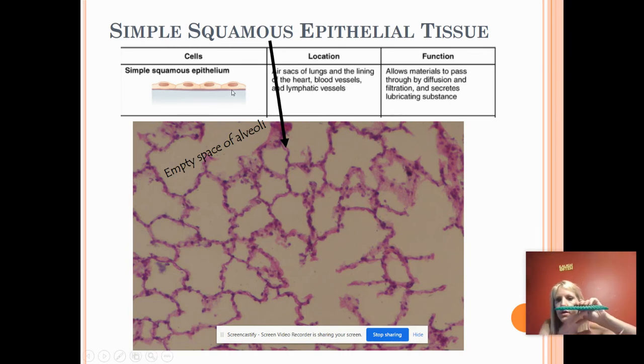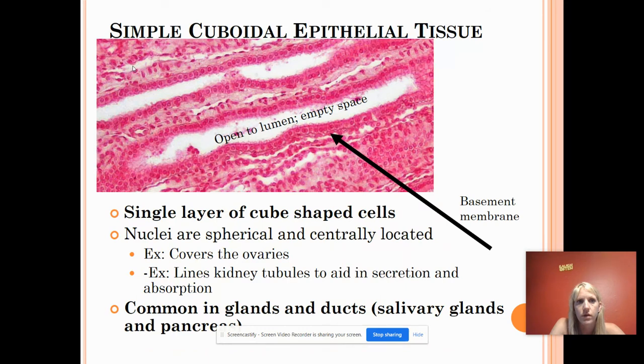So simple squamous epithelium, again, this is the basement membrane right here. Remember, basement membrane. Underneath here would be the blood. Up here would be holding the air. Boom. 1 layer thick on top of the basement membrane. So that's kind of cool. I think that's cool. And again, it allows for diffusion to occur really quickly.